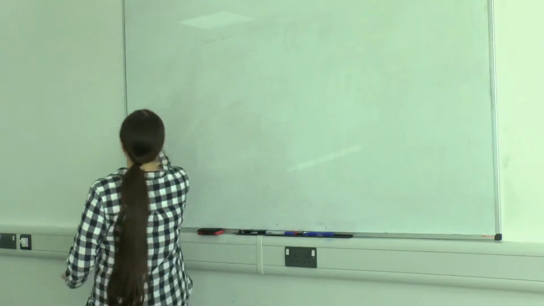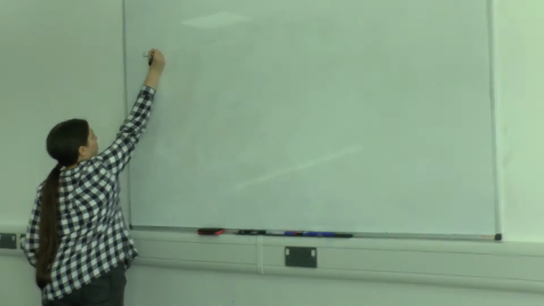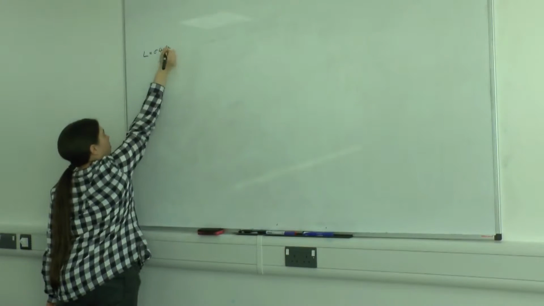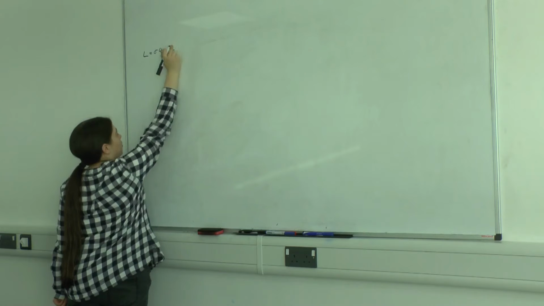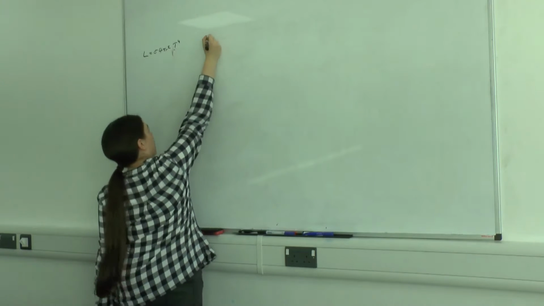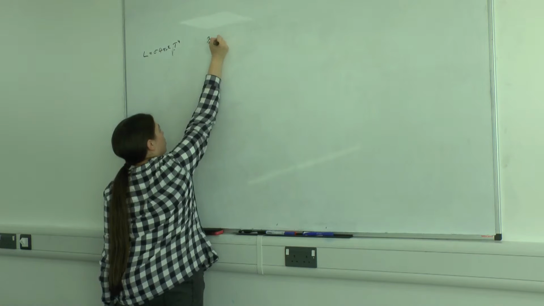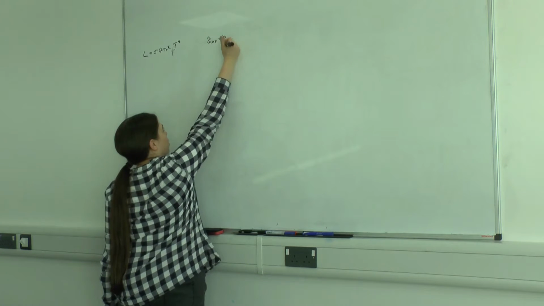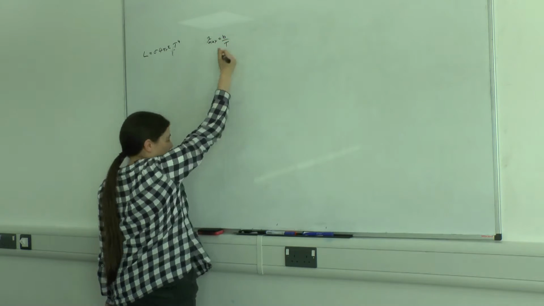So the things you're going to need for this are two laws: Stefan's law, which is luminosity equals the Stefan-Boltzmann constant, area and the temperature to the power of 4. And also you'll need Wien's law, lambda max, Wien's constant, and the temperature.